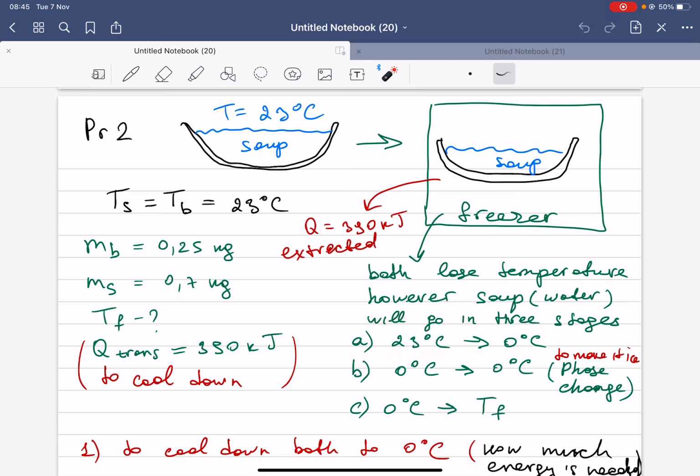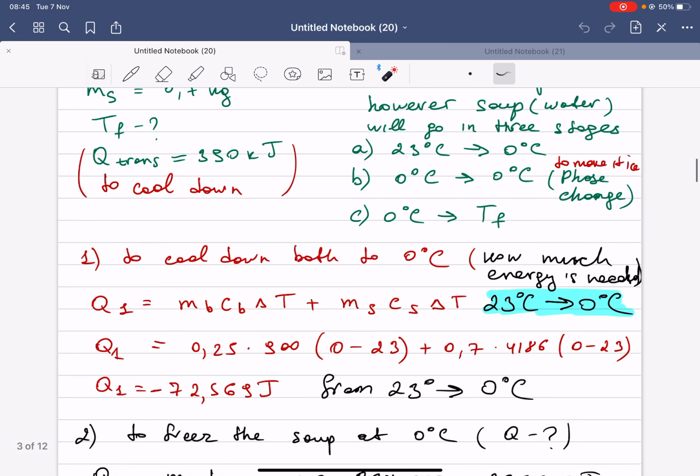After that, the soup itself will go through a phase change. At 0 degrees, the soup will be converted into ice, which is called the phase change. Then once it's ice, from 0 degrees Celsius it will go to the final temperature, which might be minus 10, 15 or whatever. So let's start solving it.